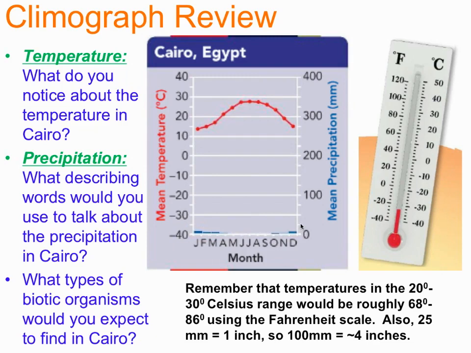And really, that would probably be a midpoint of 50. This axis interval line here would be probably at 25. So we're way below, like close to 0 on almost all of these. The bars are non-existent here in the summer months, which would make it really miserable if you're a plant or an animal. So lastly, what types of biotic organisms would you expect to find in Cairo?